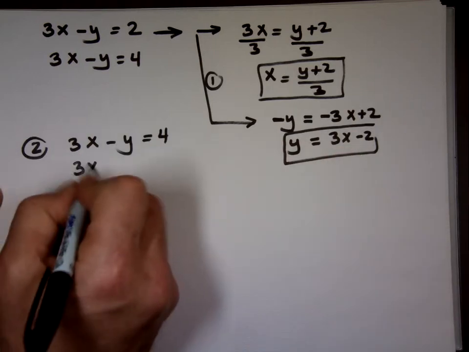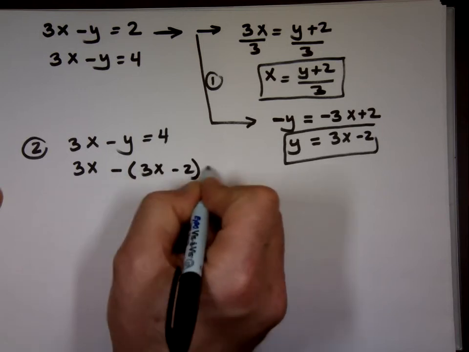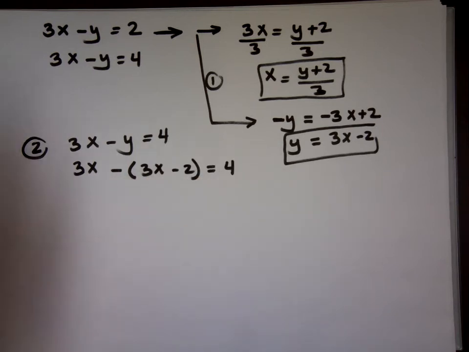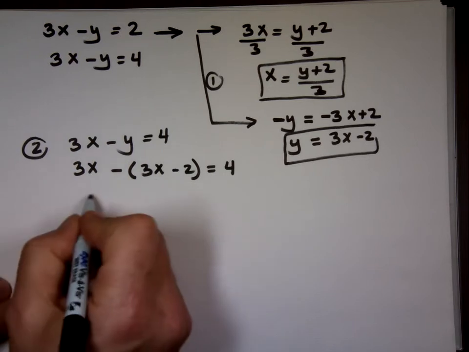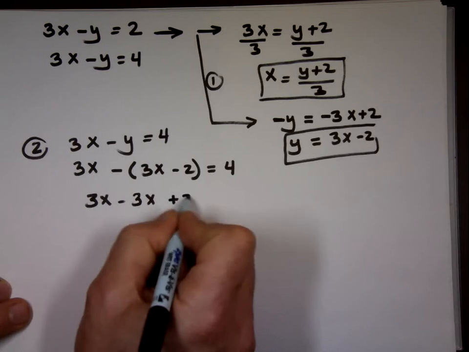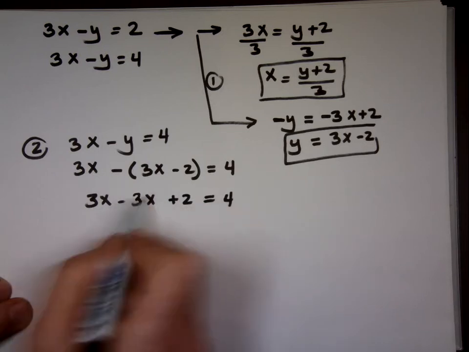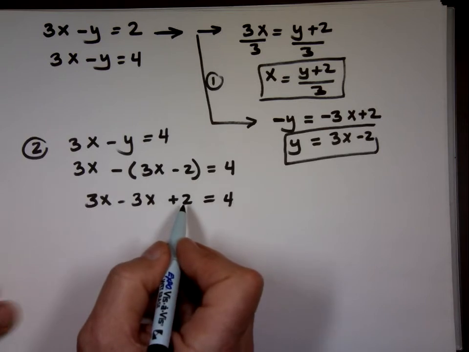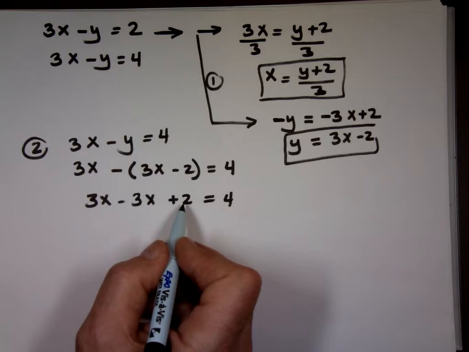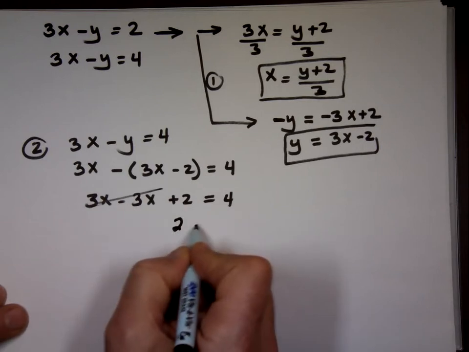3x minus, what is y equal to? 3x minus 2. So 3x minus 3x plus 2 equals 4. What's 3x minus 3x? Try again. 3x minus 3x. What's 3 apples minus 3 apples? 0. You ate them all. Gone. What's left? 2. 2 equals what?